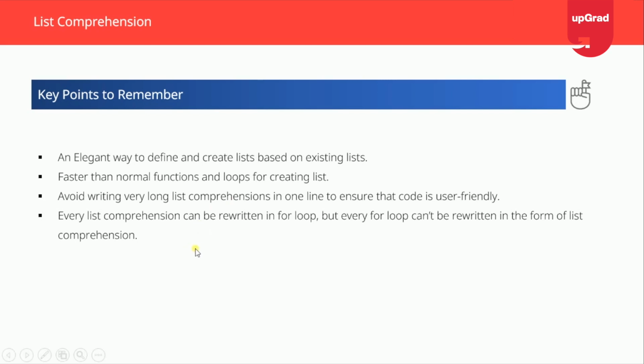And finally, every list comprehension can be rewritten as a for loop, but every for loop can't be rewritten in the form of a list comprehension. It means that if there is complex programming that has to be done using a for loop in the expanded form, not in one line, then in that case, we must not try to reduce the expanded form into a list comprehension, that is the single line expression. We must try to avoid that.